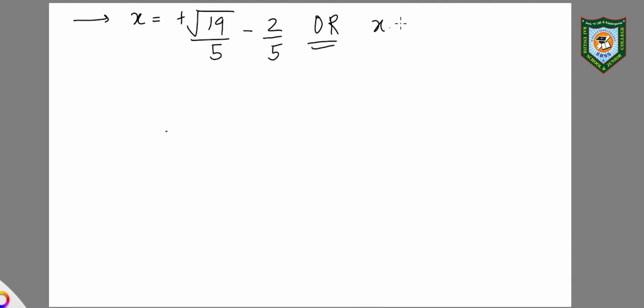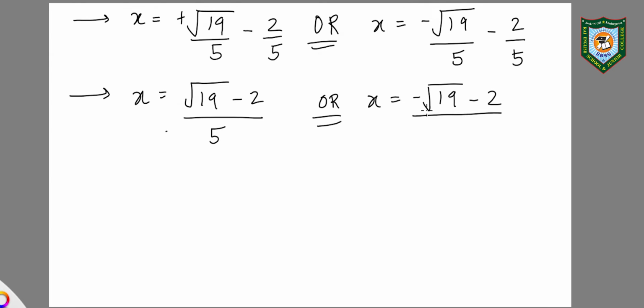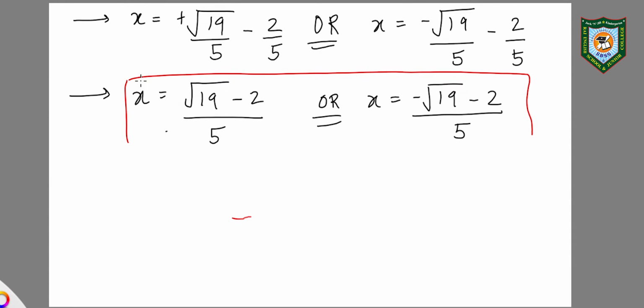So this implies x is equal to either plus under root 19 by 5 minus 2 divided by 5, or x is equal to minus under root 19 divided by 5 minus 2 divided by 5. Therefore, x is equal to (under root 19 minus 2) divided by 5, or x is equal to (minus under root 19 minus 2) divided by 5. So this is the solution for my question. These two answers are the roots of my equation.